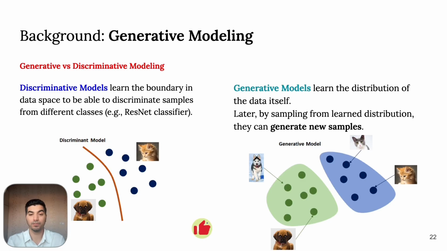But generative models are interested in learning the distribution itself. So they are not kind of learning the boundary, they are learning the whole distribution of cats and the whole distribution of dogs. Later, after learning this distribution, the knowledge can be used for sample generation. For example, if you consider these dots as training samples in this distribution, we can sample somewhere in between these training samples and generate a new sample that didn't exist before.